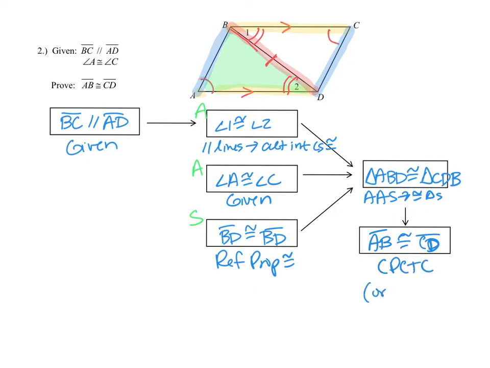Or if you prefer, if you want to say definition of congruent triangles, that's fine. That means exactly the same thing, okay? CPCTC stands for corresponding parts of congruent triangles are congruent. Okay, so we have flowchart number 2 completed.